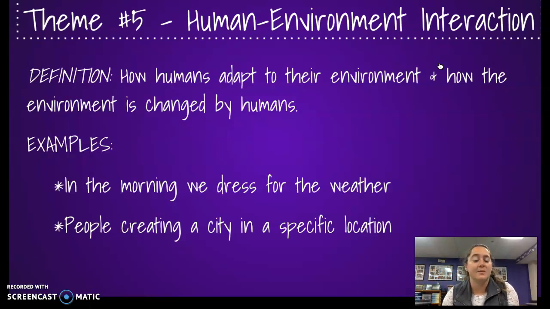Okay, another example of human environment interaction is people creating a city in a specific location. So that is a prime example of how humans are changing their environment. They're digging in the ground, they're putting something in the ground, and they're creating a building. If a human didn't put that building there, that building wasn't going to be there, right? So that's a huge way of how the environment is changed by humans.